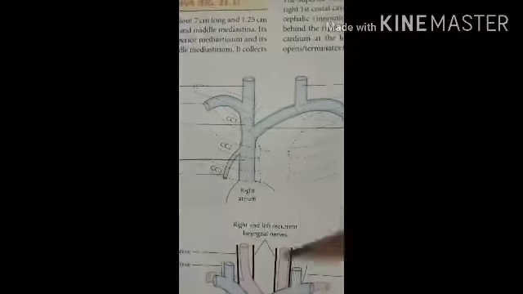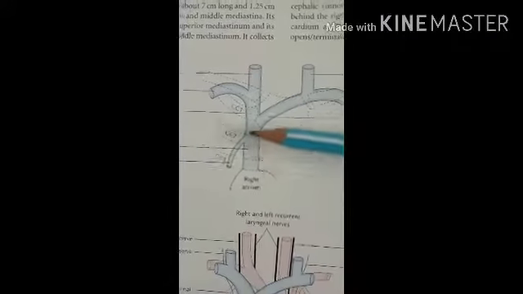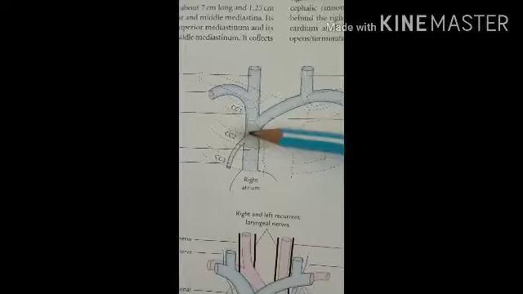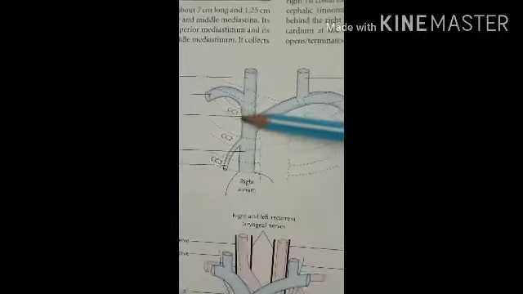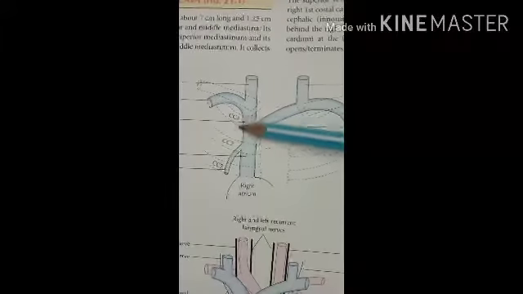Okay. Then the formation, course and termination of the superior vena cava. It is formed by the lower border of the right first costal cartilage. Here you can see the first costal cartilage.